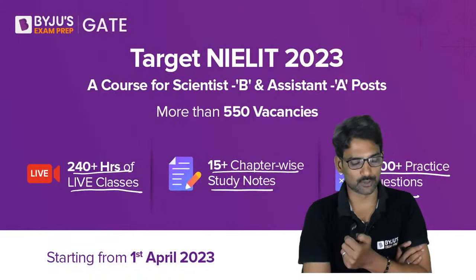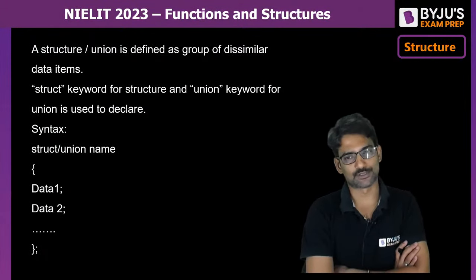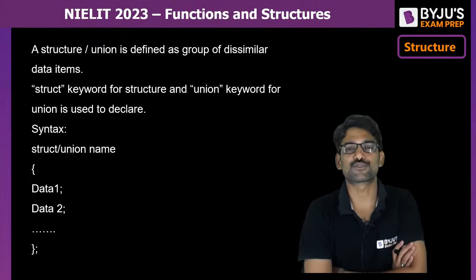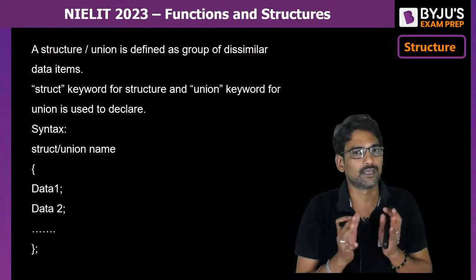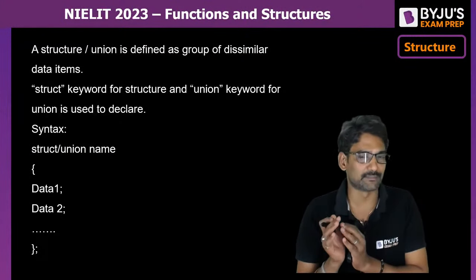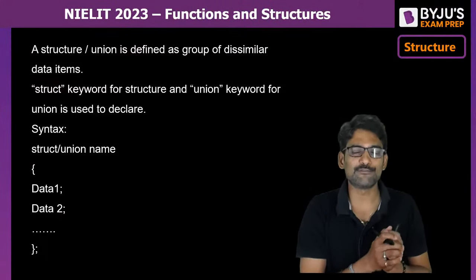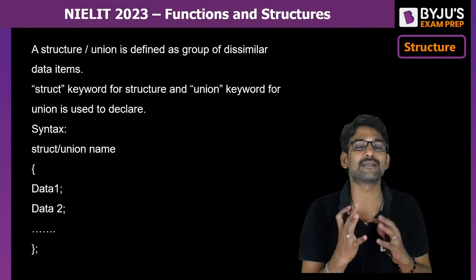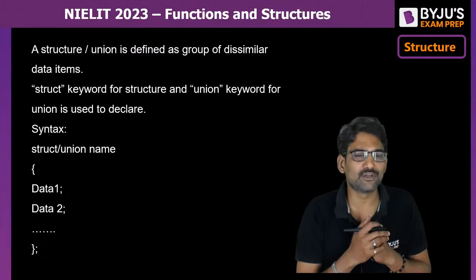Okay. Chalo, now moving on to structure concept. What is structure? We know array means group of similar data. When I want to group integers, group characters, group real numbers, I have an option that is an array. But what if I would like to group dissimilar data? Why will there be a need to group dissimilar data?